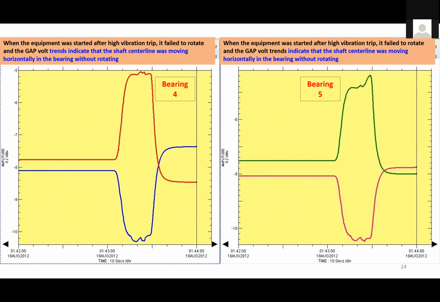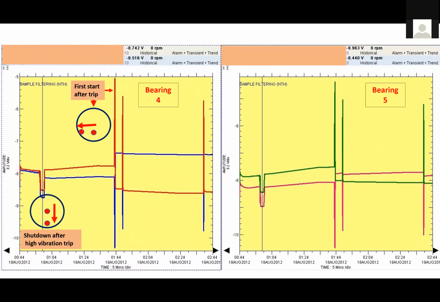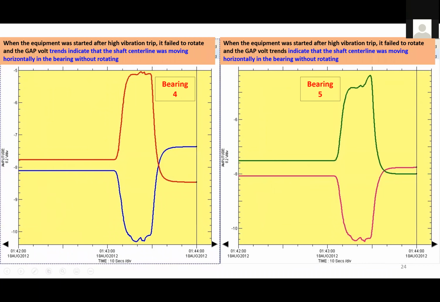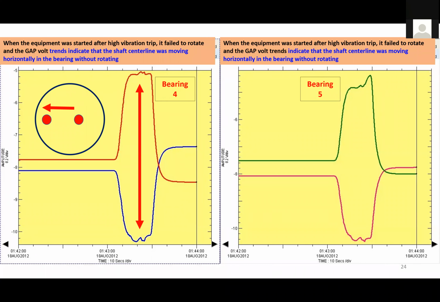I'm trying to show you now this particular incident, this gap voltage trend. I'm going to zoom it for you. This is how it is. So what happened was that we can see the orange line becoming more positive, means the shaft in this particular case is moving towards the probe, and this one is going more away from the probe. So one going towards the probe and one going away from the probe practically means that the rotor is traveling in the horizontal direction. The rotor is moving in the horizontal direction. This is happening in both the cases.